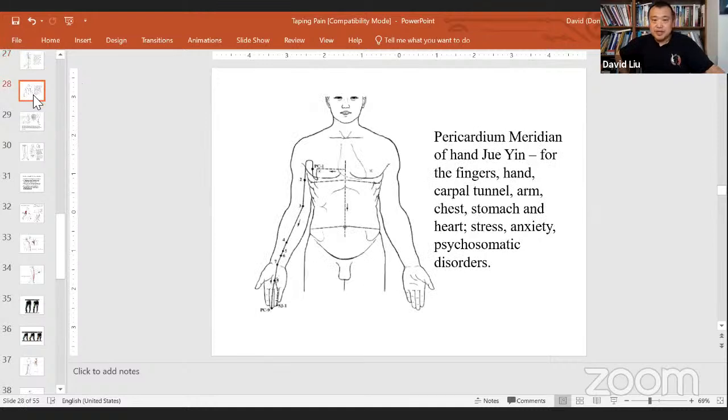Pericardium. The pericardium is the middle line of the arm and the hand. For carpal pain, middle finger sprain or strain, forearm pain, and chest pain, we can go taping along the pericardium meridian.